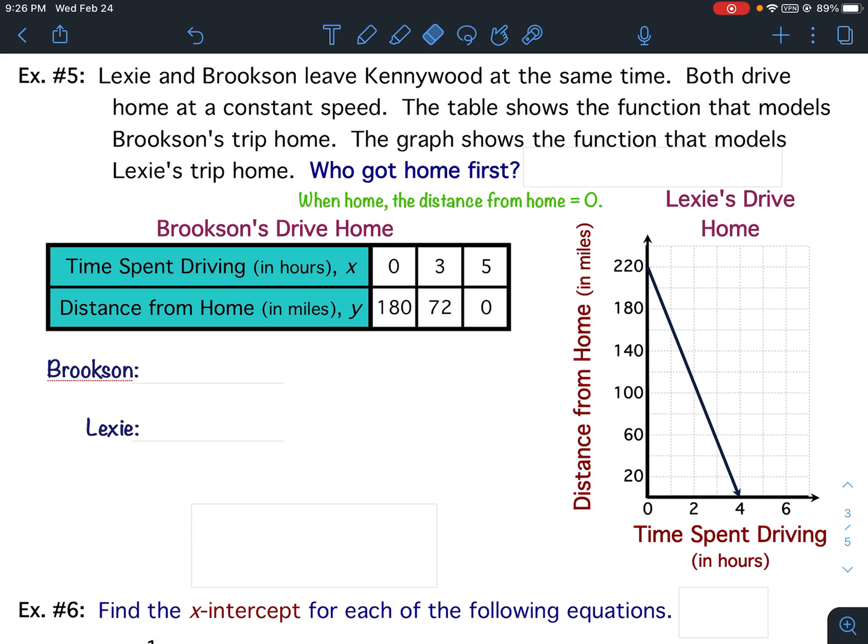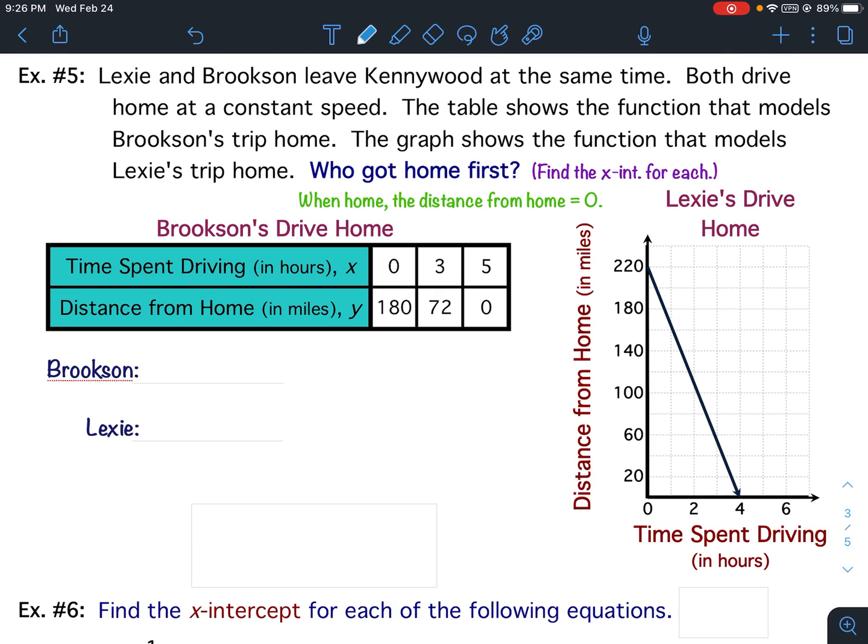Well, this is what's important. When you're home, your distance from home is 0. So your distance is 0. If you look at Lexi's graph, if distance is 0, what does that mean? That means you're finding the x-intercept. Pause your video and get this written down. Again, if you are home, then the distance from home is 0 because you're home. So we need to find the x-intercept.